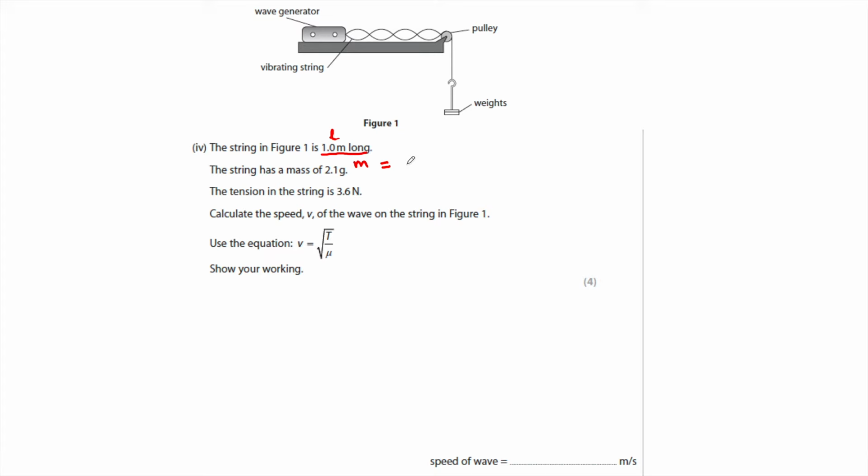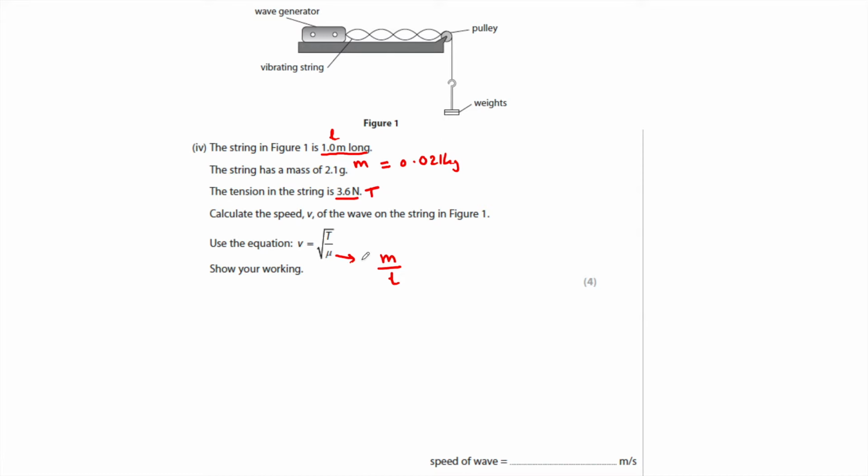So mass divided by 1,000 is 0.021 kilograms. The tension in the string, that's given the symbol T, is 3.6 newtons. Calculate the speed v of the wave on the string in Figure 1. Use the equation: the speed is the square root of tension over the mass per unit length.